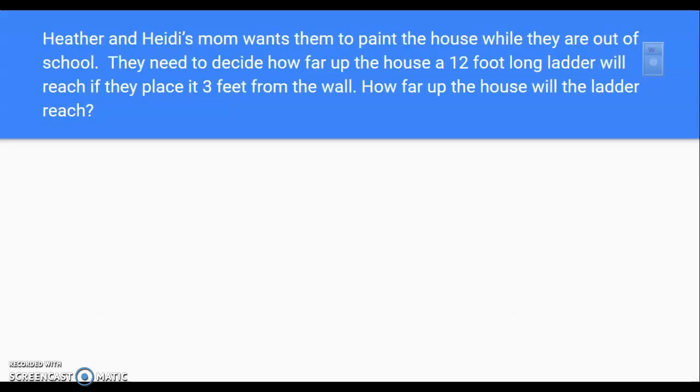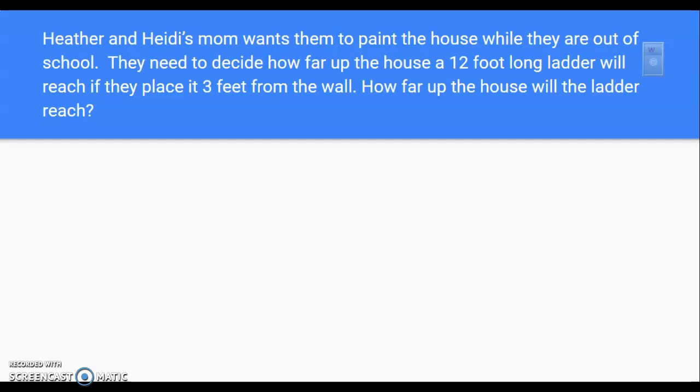All right, next we have Heather and Heidi's mom wants them to paint the house while they are out of school. They need to decide how far up the house a 12-foot long ladder will reach if they place it 3 feet from the wall. How far up the house will the ladder reach? So do the same thing. Draw a picture.